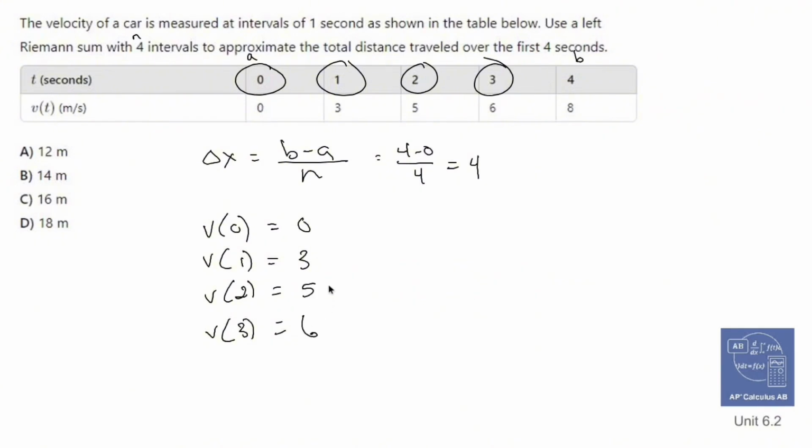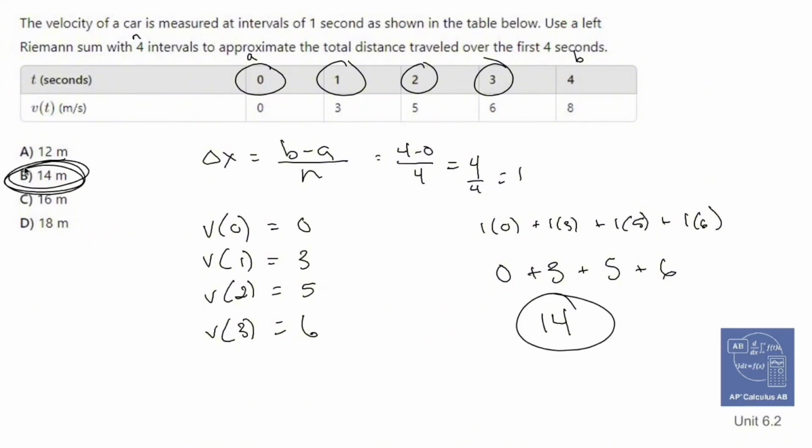How lovely. Now, what I do is, oh, I forgot to divide that by 4. Oopsies, 4 over 4 is 1. Silly me. All right, so now that I have all that information, I have everything I need. I'm going to build my Riemann sum and say that I'm going to use that number 1 times 0 plus that number 1 times 3 plus that number 1 times 5 plus that number 1 times 6, which is 0 plus 3 plus 5 plus 6, which is going to be 14. Yeah, Riemann sums on a box. Kind of strange, but I like it.